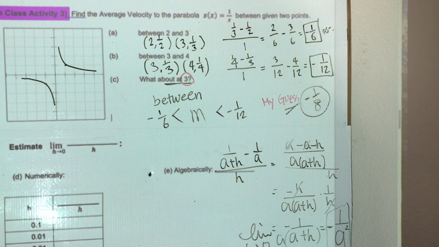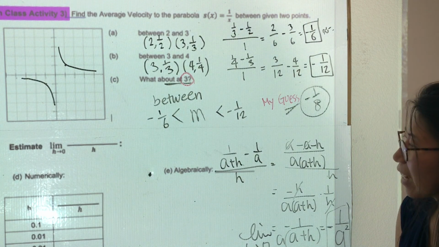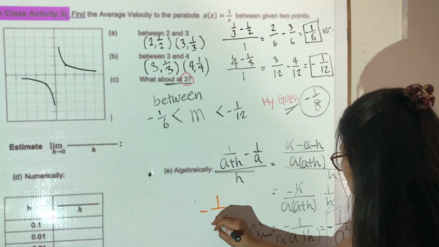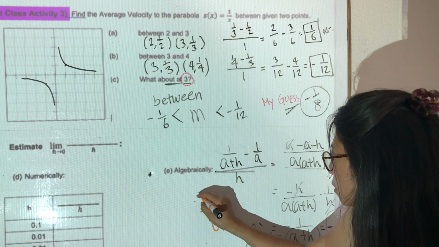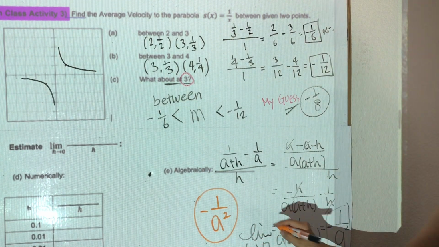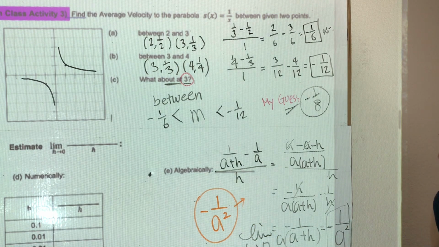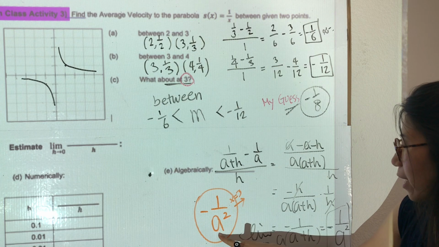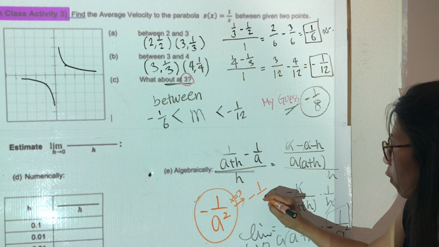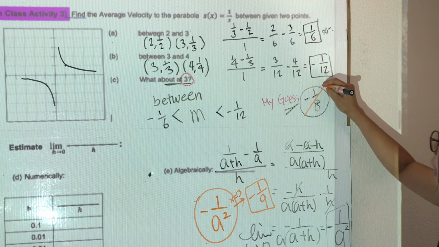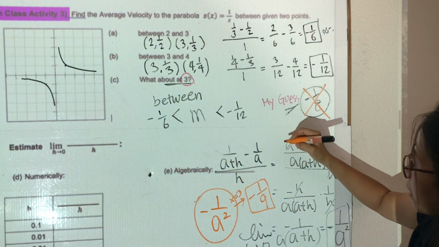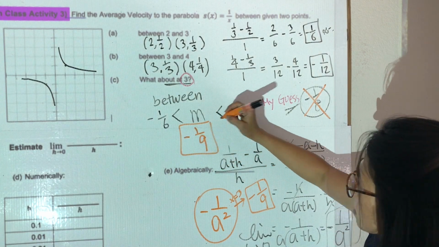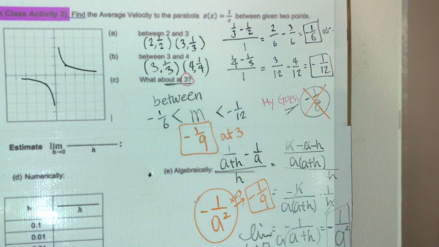Then where is my x value? I want to find when x is at 3. So my function shows negative 1 over a squared. That is the formula of the slope, the derivative formula. Then at 3, I can plug in as a, and I get negative 1 over 9. So my guess is close enough, and the actual answer is negative 1 over 9 at 3. The slope is going to be that.